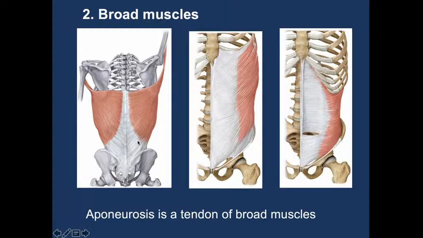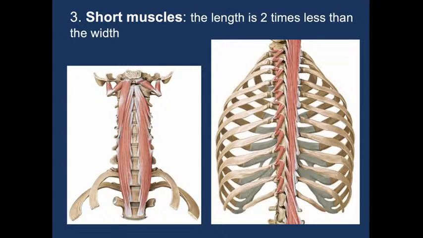And when we talk about broad muscles, we mean that their tendons are called aponeurosis. Aponeurosis is a tendon of broad muscles. And short muscles as well. What does short mean? Short means the length of the muscle is 2 times less than the width. Such muscles are located in the neck and in the back, and they are very, very short.